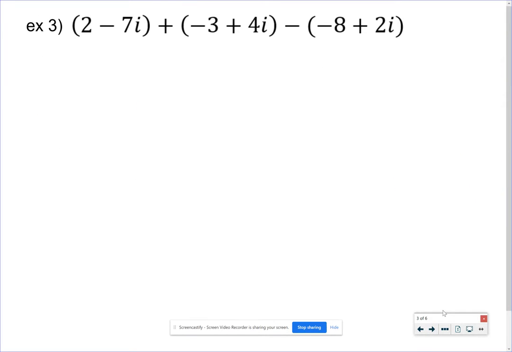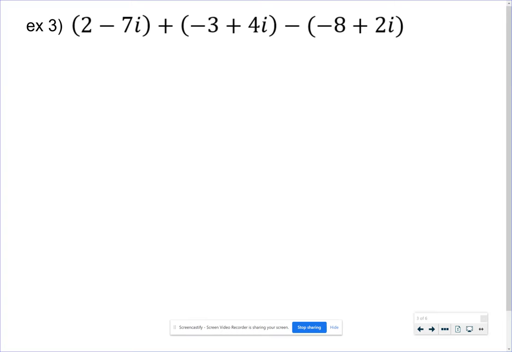Okay, example 3. We've got a complex number here, and here, and here. And notice in between the parentheses, we have a plus sign here, a subtraction sign here. So we're adding and subtracting.